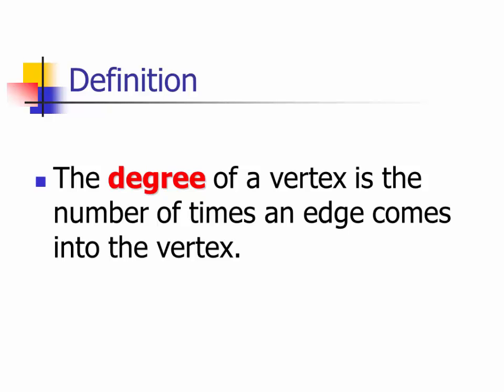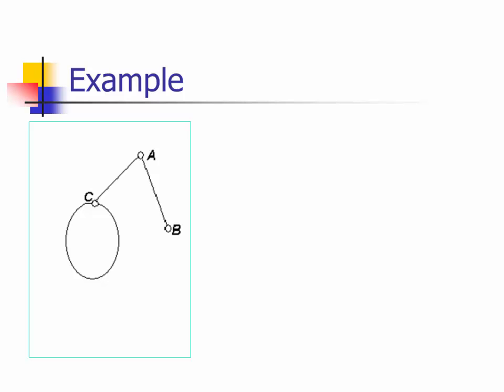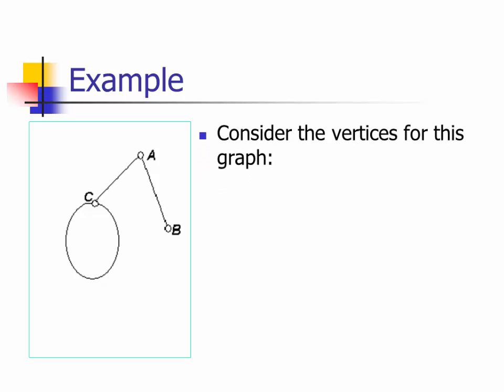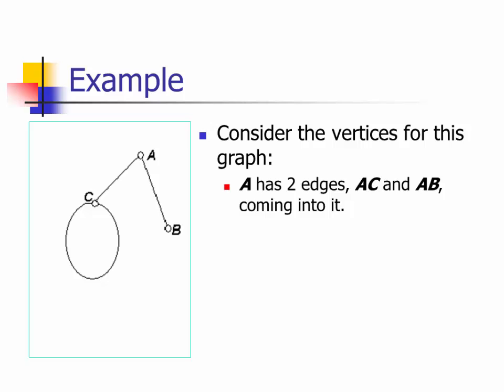Now, we want to turn to looking at the degree of a vertex. The degree of a vertex is the number of times an edge comes into that vertex. Frankly, this is a lot easier to give you examples of than to define. So let's look at an example. Let's start with the vertex A. You're going to notice that there are two edges going into A, AC and AB. Therefore, the degree of A is 2.